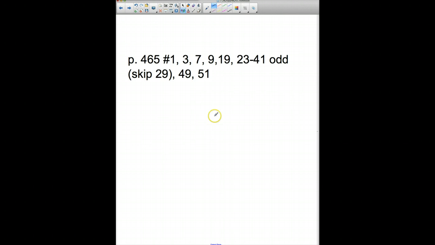Okay, there's your homework. It looks kind of pokey because I cut out all the ones where the regions were not touching the axis of revolution. So it's 1, 3, 7, 9, 19, and then 23 to 41 odd, but in that group skip 29, and then do 49 and 51.